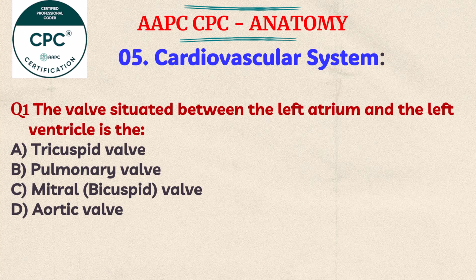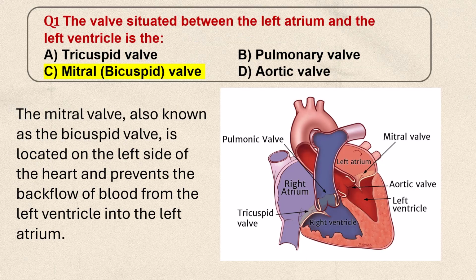Question number 1. The valve situated between the left atrium and the left ventricle is the A. Tricuspid valve, B. Pulmonary valve, C. Mitral or bicuspid valve, D. Aortic valve. Think the answer. So the correct answer is C. Mitral or bicuspid valve.